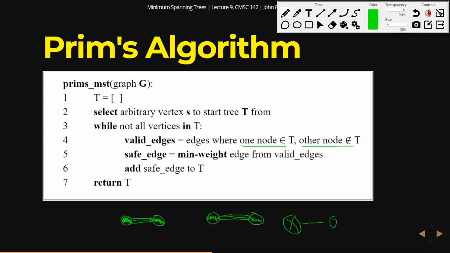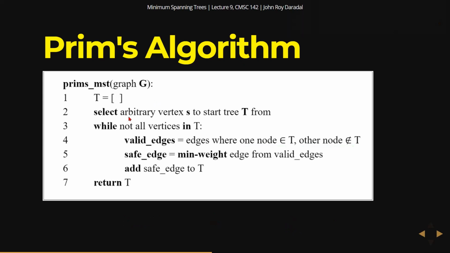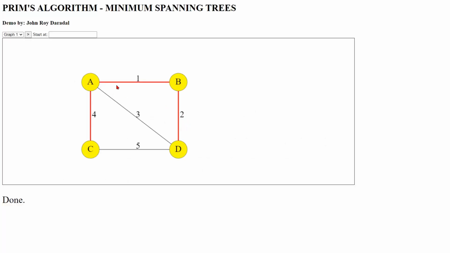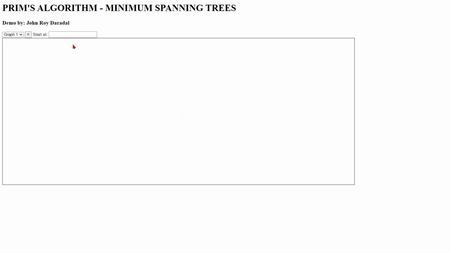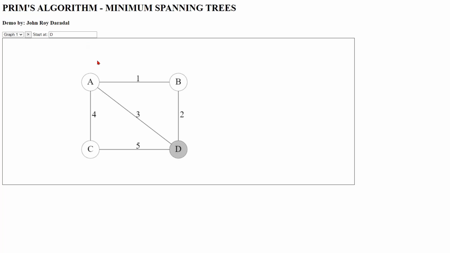Okay? So, it says here that we could select an arbitrary vertex S. Now, in our example earlier, we started with A. But what if we started at another vertex? Let's say we started at D. Okay. If we start at D, the steps would be different because the set of valid edges would be different, right? So from here we could pick BD because this would be the minimum, right?